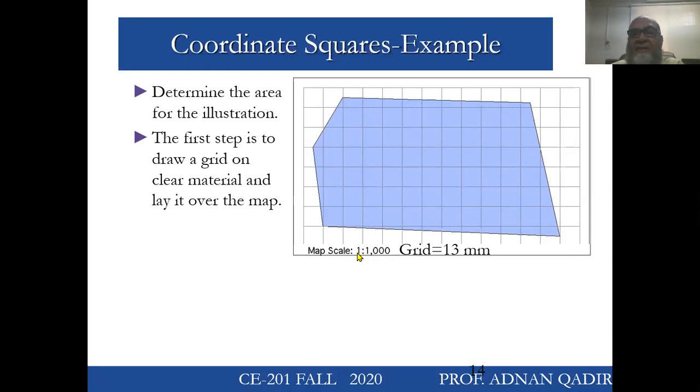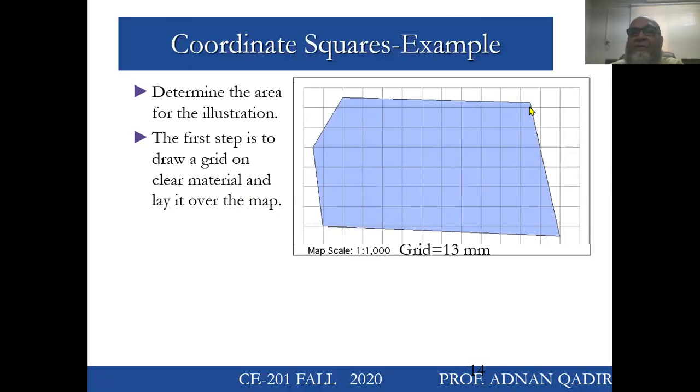So obviously this will be 13,000, and this length is 13,000. So what you get? 13,000 times 13,000. That becomes 169 times 10 to the power 6. So what you do, you add all the squares, you will get one area.